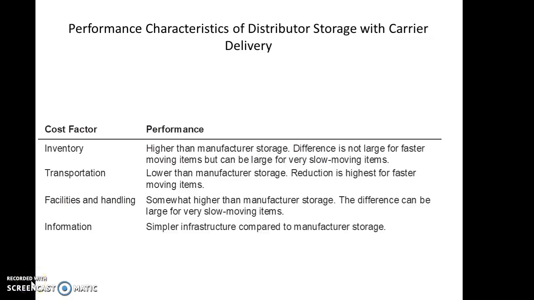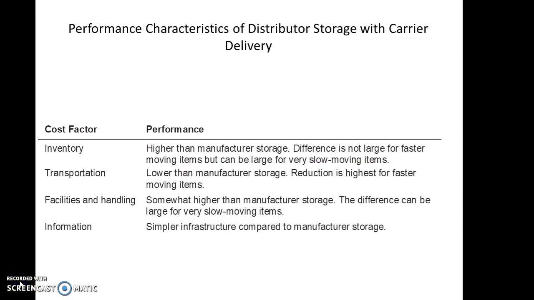Performance characteristics of distributor storage with carrier delivery. Here we are going to see cost factors and performance. The first cost factor is inventory. It is higher than manufacturer storage. The difference is not large for fast moving items, but it can be large for very slow moving items, because the slow moving items have to be kept in the inventory for a longer time.